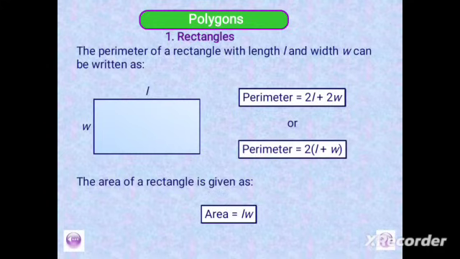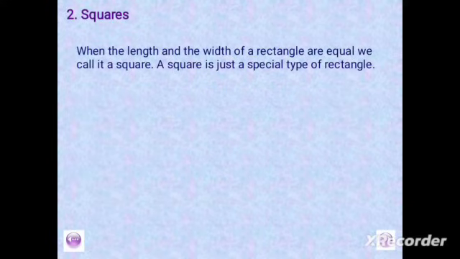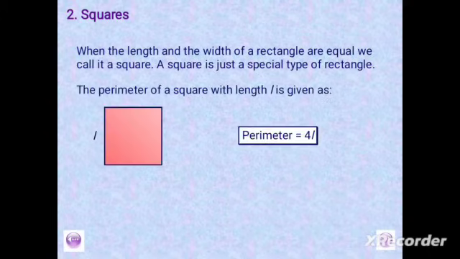Now, the area of a rectangle is given as area is equal to length times width, and that is shortened as LW, meaning length times width. Number 2 is on squares. When the length and the width of a rectangle are equal, we call it a square. Therefore, a square is just a special type of rectangle.